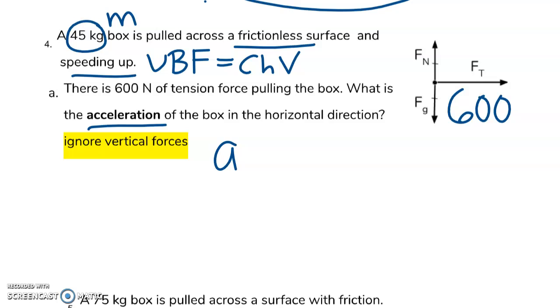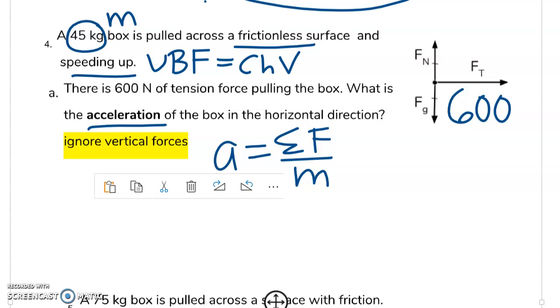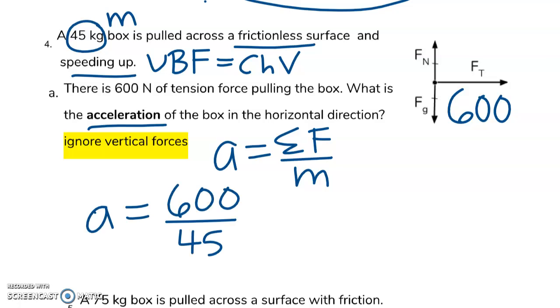Since it's asking for acceleration, I can use this version of Newton's second law. I'm going to go a little faster now. There's only one force that goes on the top. So when I plug in numbers to the equation, I have 600 newtons at the top because there's only one force that's causing it to go sideways, and divide it by the mass. I can ignore the forces going up and down because the box isn't moving that way. The final answer is 13.3.